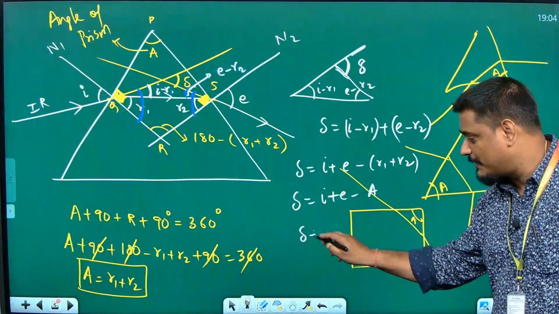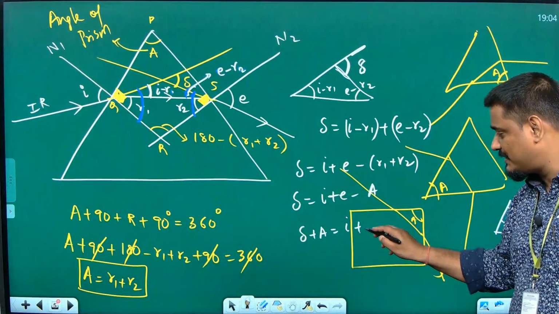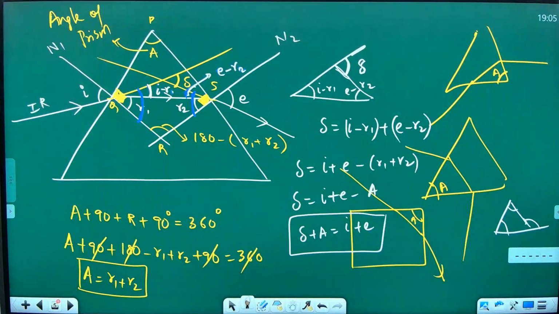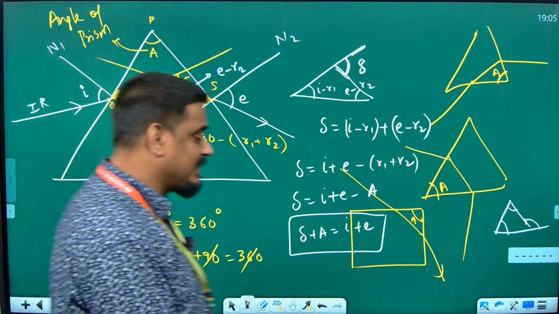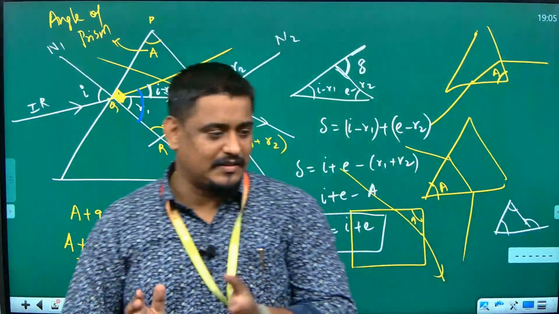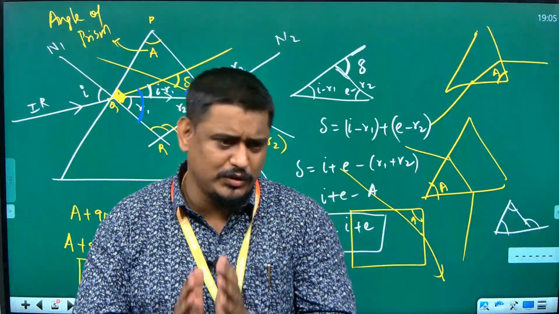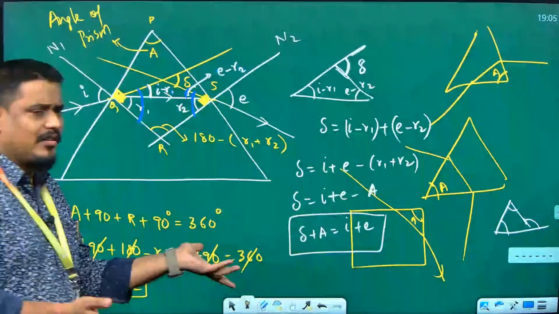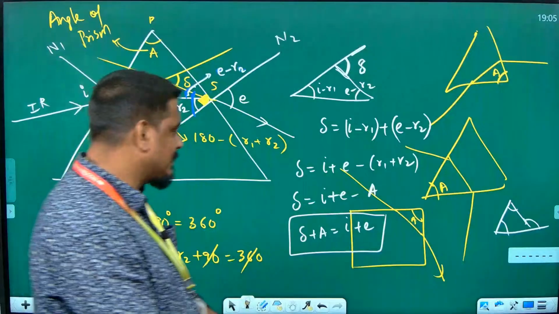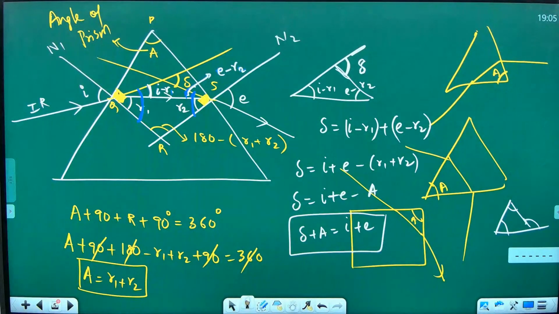So delta plus A is equal to I plus E. This is the relationship between angle of deviation, angle of prism, angle of incidence, angle of emergence. It is not at all required for 10th standard. It will not come in the board exam. Just for your competitive classes or your future it will be used. But you should know this. It is not something very hi-fi calculus, it is a simple thing. That is why I taught this to you. So, the relationship is delta plus A is equal to I plus E.